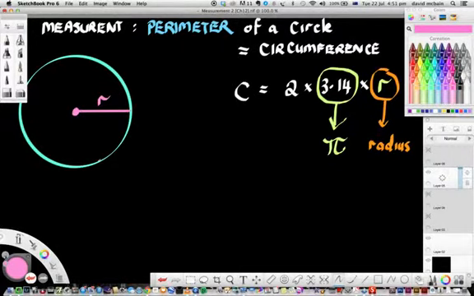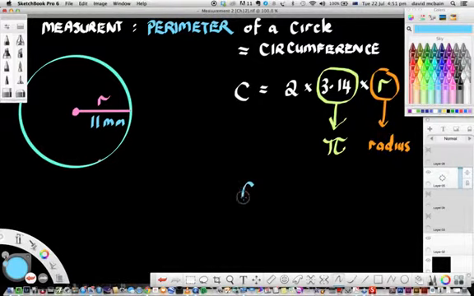So let's say we had a circle which had a radius of 11 millimeters. So the radius is 11 millimeters. How are we going to work out the circumference? Well, we're going to use this formula. So I'll just simplify the formula first.